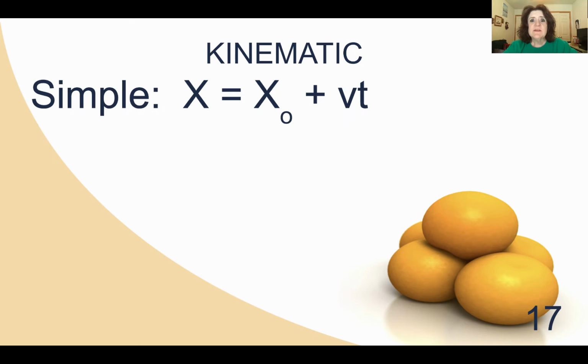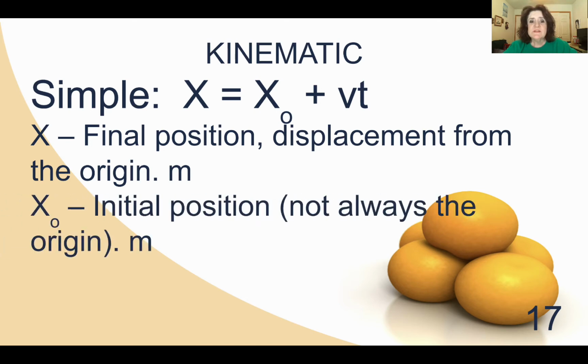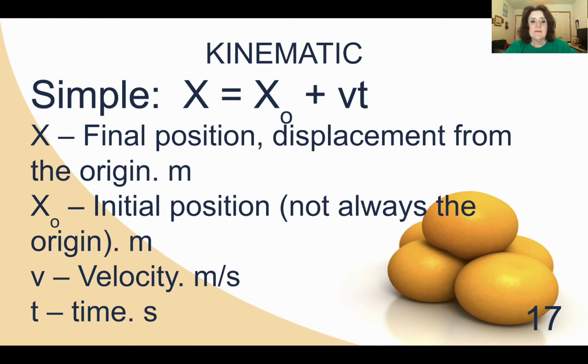So kinematic simple is for constant speed. x is your final position or the displacement from the origin in meters. x naught is the initial position, not always at the origin, so please be careful. v is the velocity in meters per second, and t is time in seconds.